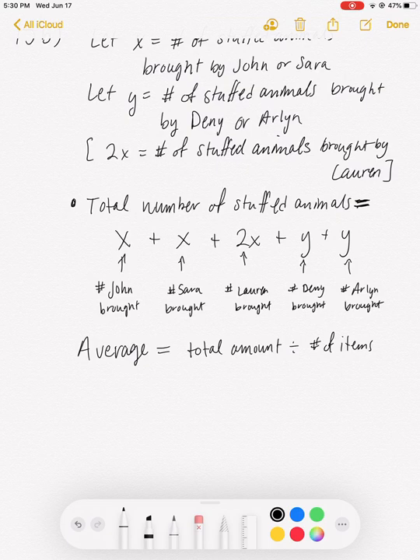Okay, so we have the total we just calculated. So we're going to do x plus 2x plus y divided by the number that there are. So we're doing the average for each child. So there are 5 children. So we're going to divide this by 5. So average is total divided by the number of items. We divide that by 5. So x plus 2x plus y over 5 is the average.